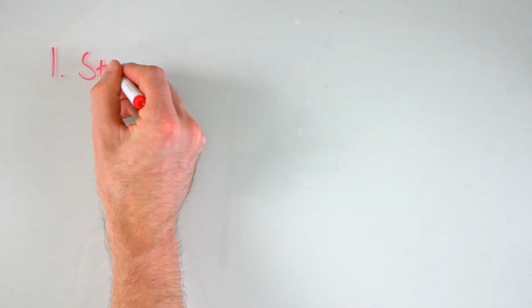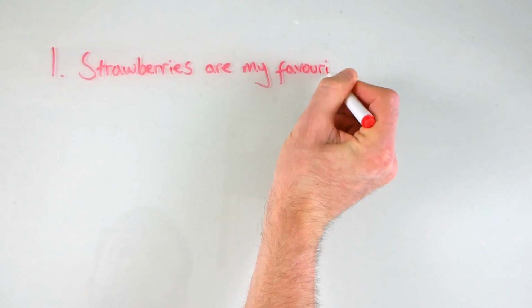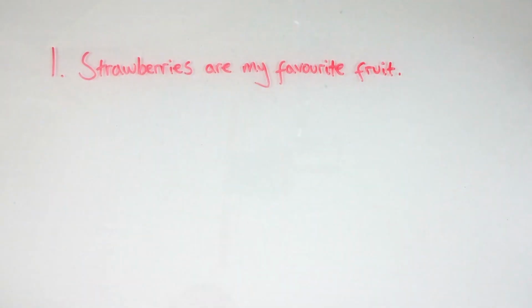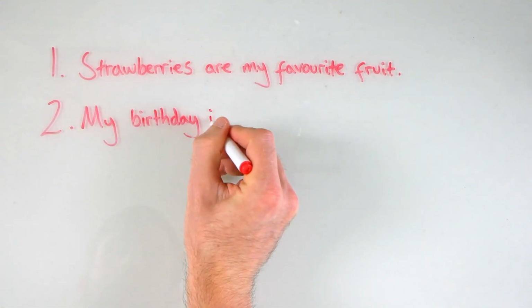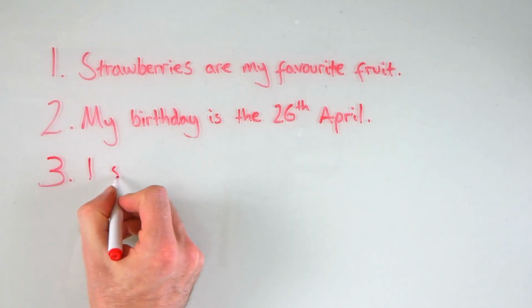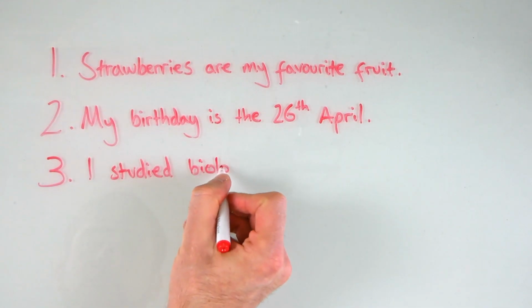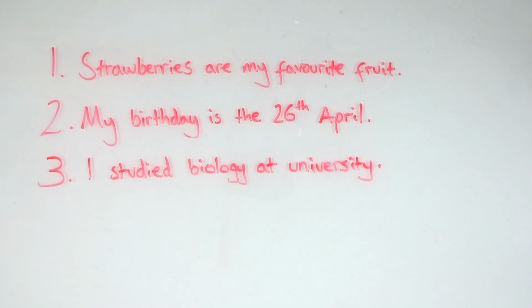First, each student has to write 3 sentences about themselves. You can do this too. 2 of the sentences must be true and 1 of them is a lie. If students already know each other, they should try to write things that their friends don't already know. Here are mine. Strawberries are my favourite fruit. My birthday is the 26th of April. And I studied biology at university. See if you can guess which one is the lie.